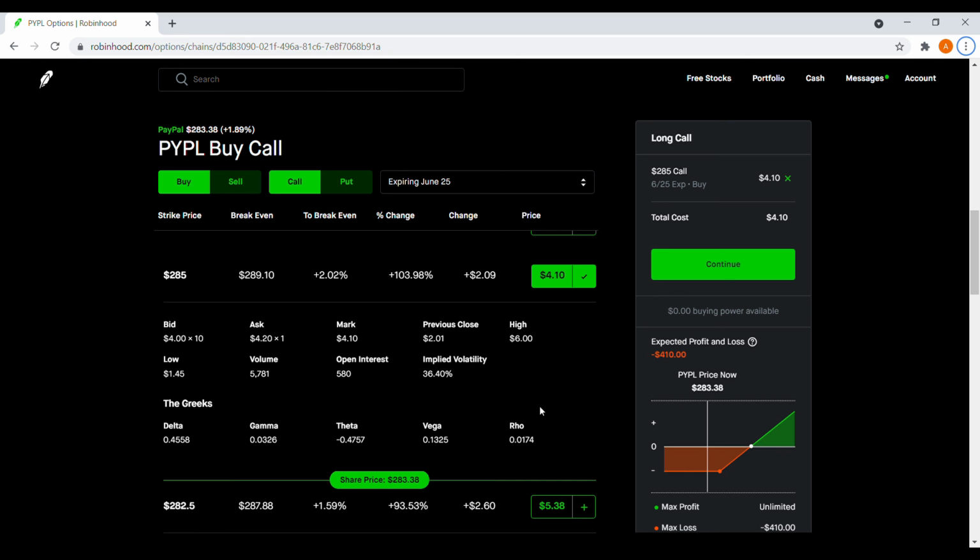Now, let's move on to Rho. Rho is basically the little brother of the Greeks. Rho identifies how much an option's premium moves if the interest rate changes. It's slow moving, so it has a small impact.